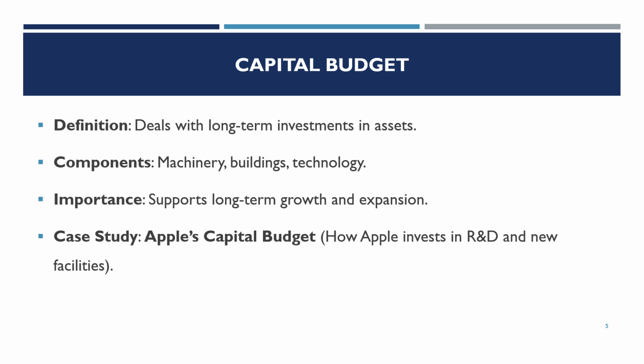So what is the importance of that? Obviously, to run the organization, to run the industries, we need tools, machinery, and building structures. That supports long-term growth and expansion. That is one of the importances of this kind of budget. Let's come to the case study about Apple's capital budget. Apple's capital budget deals with long-term investments in different assets, such as investments in research and development and new manufacturing facilities. These investments allow Apple to innovate and maintain its competitive edge in the technology industry.